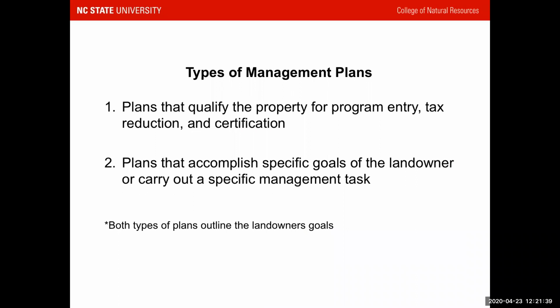So there are a couple of types of management plans that we're going to be talking about. One of those types are plans that qualify the property for programs such as tax reduction and also forest certification. And then we'll talk about plans that accomplish specific goals of the landowner or may carry out a specific management task. Both of these types of plans outline the landowner's goals. And that's the most important thing, making sure that your goals are outlined in the plan and the steps that you're going to take to achieve those goals.